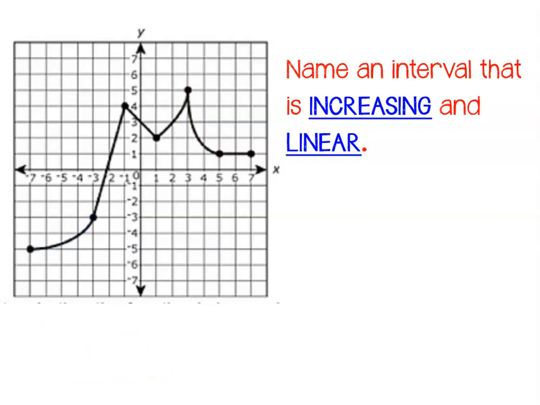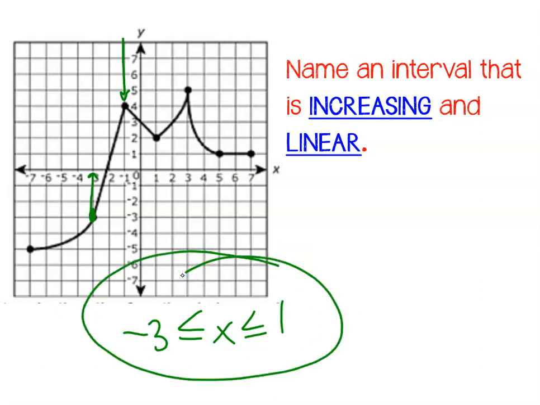All right. How about an area that is increasing and linear? Write down that interval now. All right, you ready to check your answer? Now you have to be both moving in an upward direction and perfectly straight. So this area is upward, but it's not linear. This area is upward, and it is linear. So we're going to note its starting point, which is -3, and its ending point, which is -1. That area is both increasing and linear. That is the only answer for this question.